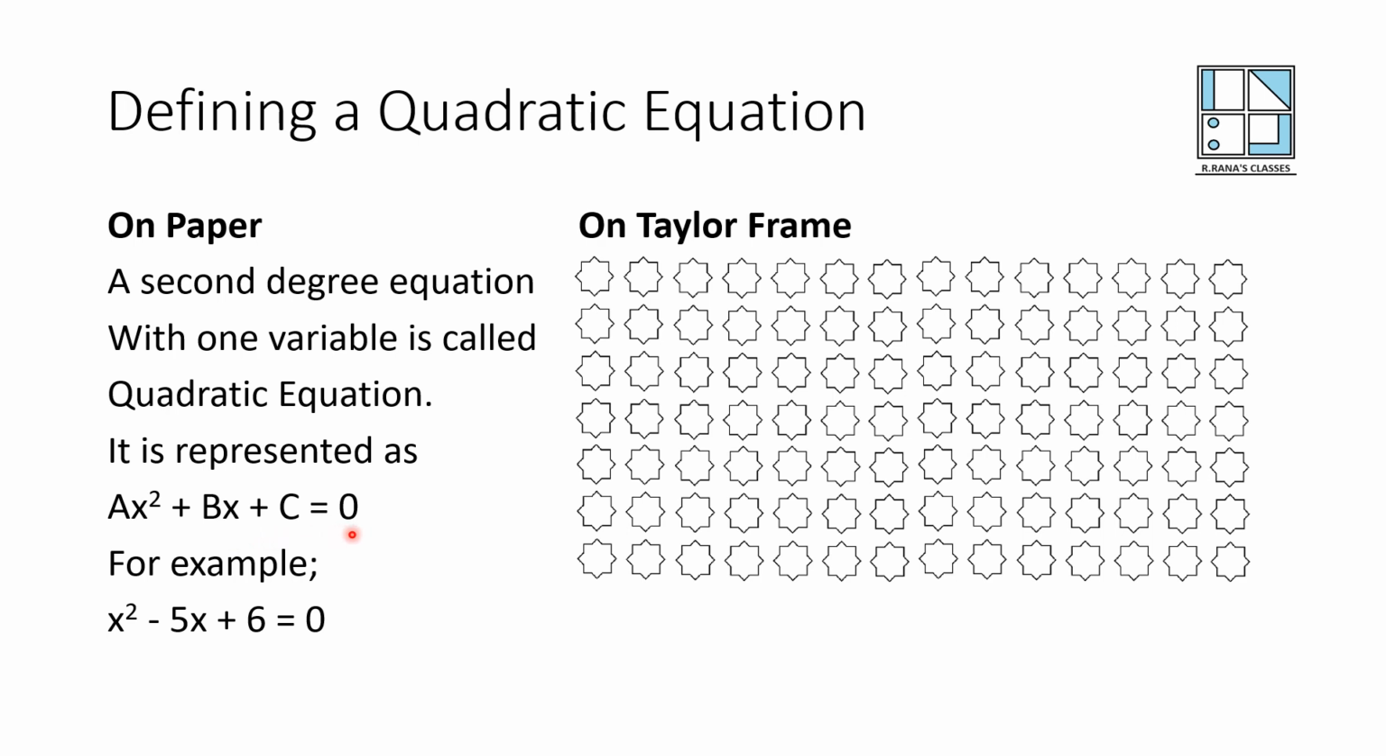For example, x squared minus 5x plus 6 is equal to 0 is a quadratic equation because it is a second degree equation, as x square is the highest degree term. There is also only one variable x, so it is fulfilling all conditions to be a quadratic equation. On Taylor frame, we can easily represent a quadratic equation as I have done just now.